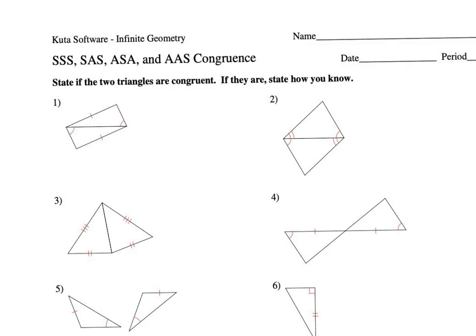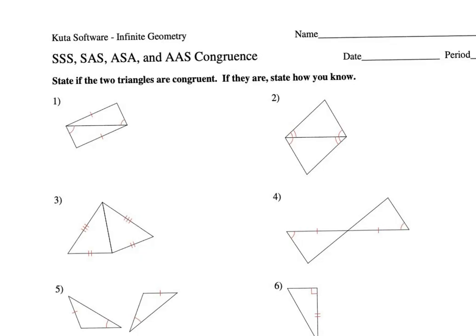And so we have to decide, based on what we have marked and what we know, which one of these four theorems can we use, okay? Because we don't have labels or anything like that, we don't have to identify pieces, and we don't have to name the triangles that are congruent. We just have to identify which congruence statement we can use, okay? All right, so let's start with number one.